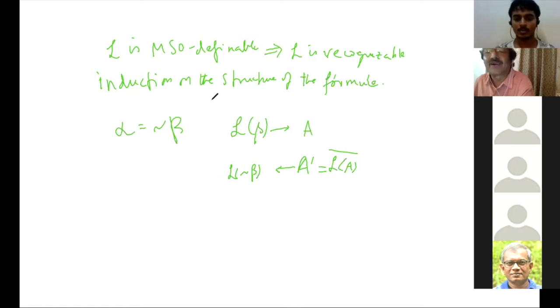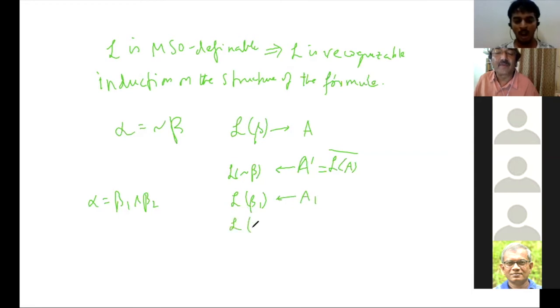If somehow you can get past the atomic formulas, you can start doing induction by using closure properties of regular languages. The recognizable languages are closed under complement, so that takes care of negation. What if alpha is beta 1 and beta 2? By induction hypothesis, the models of beta 1 are recognized by some automaton A1. This will give you some automaton A2. But we know that there exists an automaton A. This is the intersection, right? The language of A is the language of A1 intersection the language of A2. So this is in fact the language of phi or alpha here.